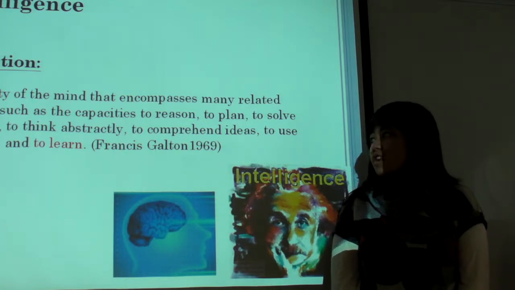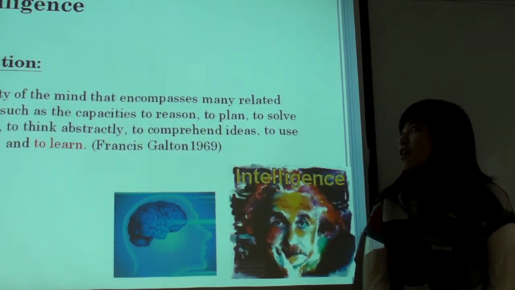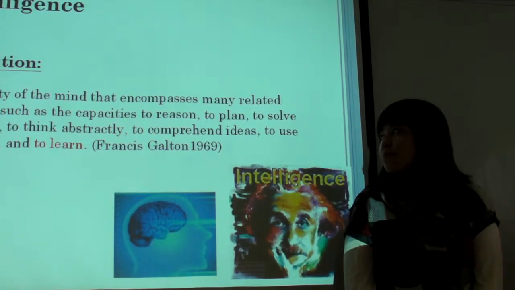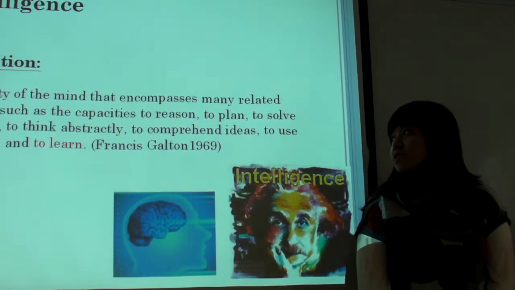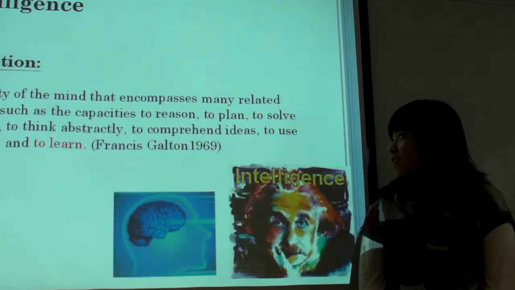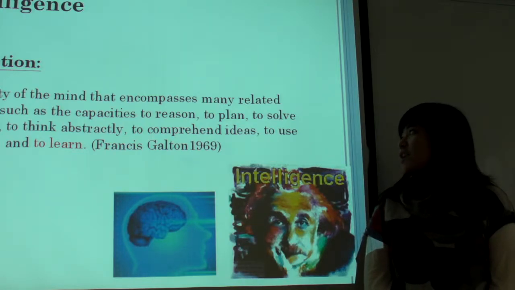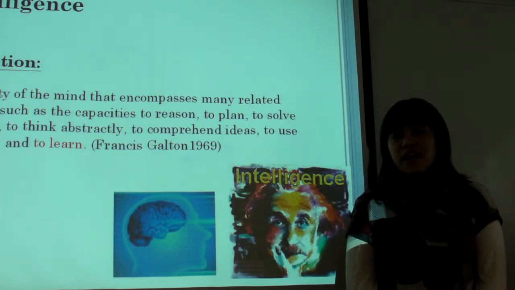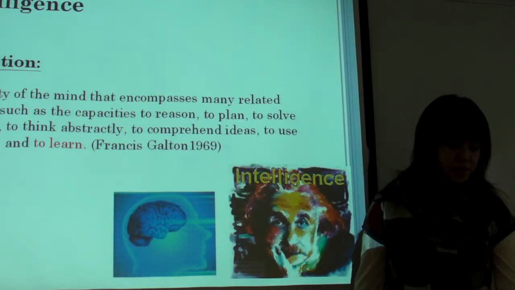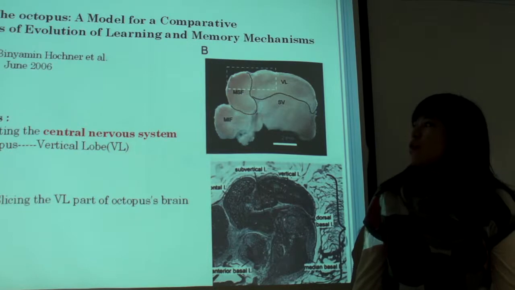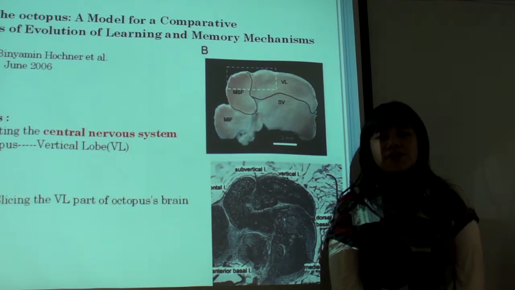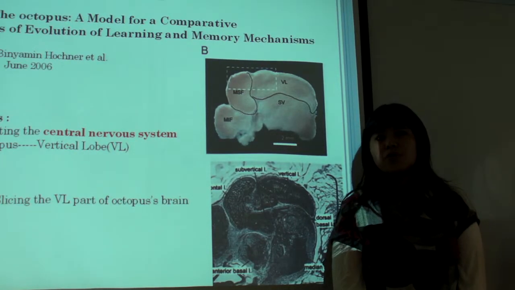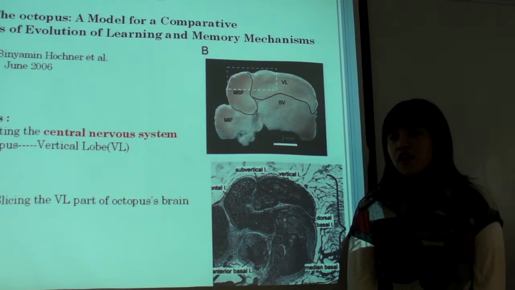So, what is intelligence? The definition of it is a property of mind that encompasses many related abilities, such as the capacities to reason, to think abstractly, to comprehend ideas, to use language, and to learn. Let's see whether these animals have these properties. So, the first thing you will notice about the octopus is its huge brain. It is the origin of the intelligence.